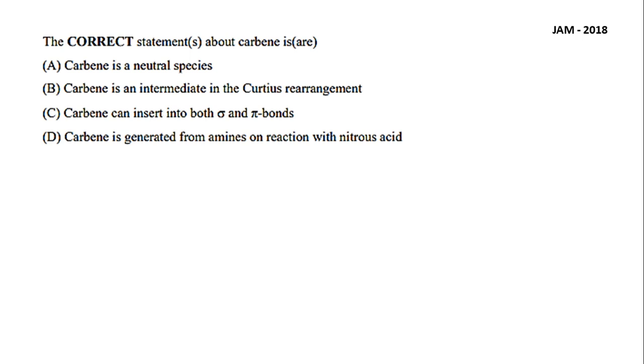Now, as you can see from the question style, "statement or statements, carbene is or are", that means more than one option may be correct. The first statement says carbene is a neutral species. Now this is true, because in carbene there are 2 bonds and 2 non-bonding electrons. If you consider carbocation, it is like this, and carbene like this. It is basically how we calculate formal charge.